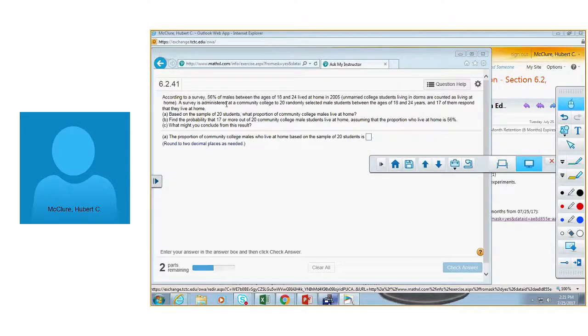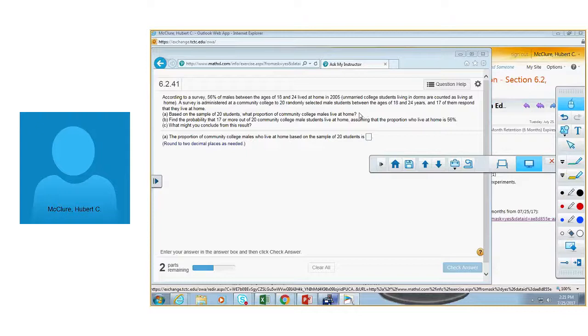According to the survey, 56% of males between 18 and 24 lived at home in 2005. A survey is administered at a community college to 20 randomly selected male students between the ages of 18 to 24, and 17 of them respond that they live at home. Based on the sample of 20 students, what proportion of community college male students live at home?